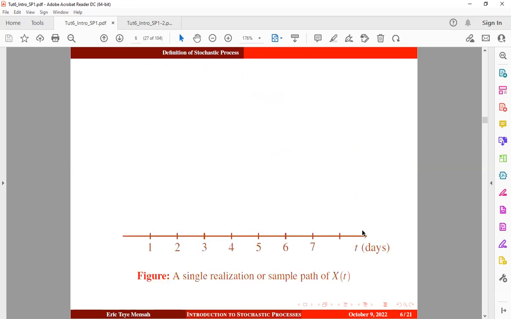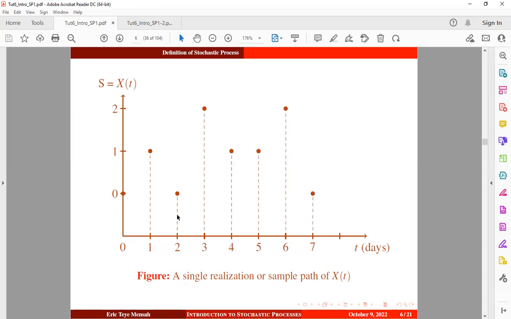So let's assume that I have my time factor or my index set on the x-axis, and I have my possible values of the process on the y-axis, okay? So let's assume that on the starting day, the number of components that are defective is 0. On the first day, it was 1. On the second day, it was 0. On the third day, it was 2, in that order, okay?